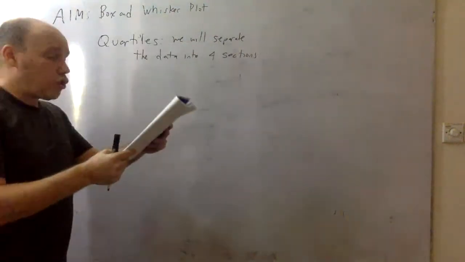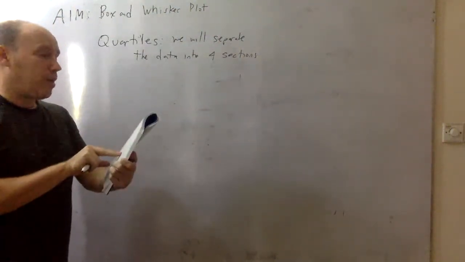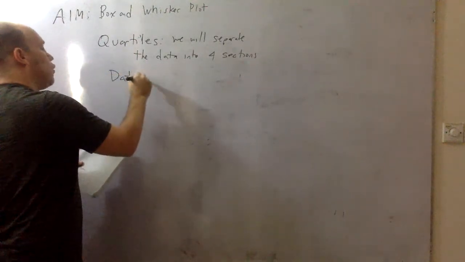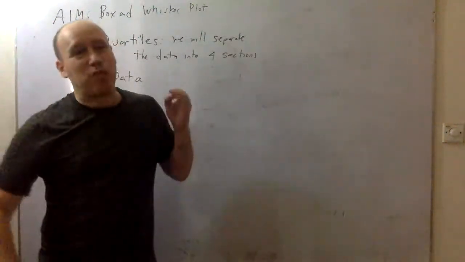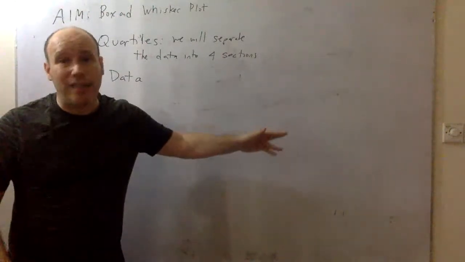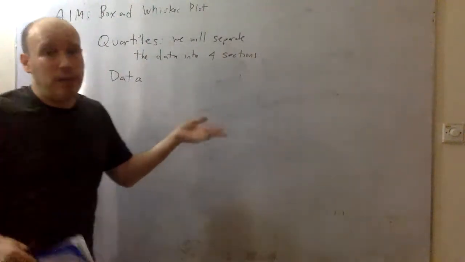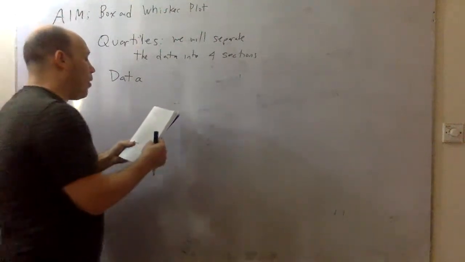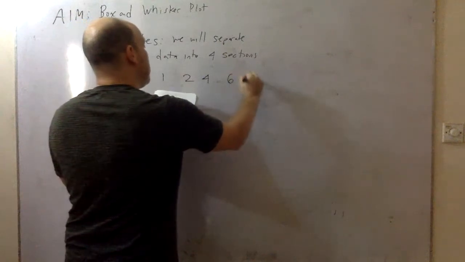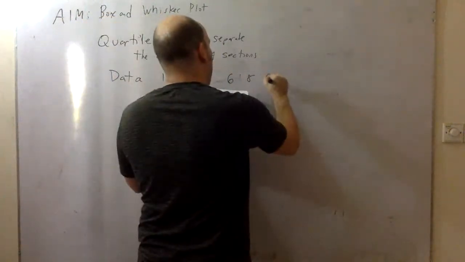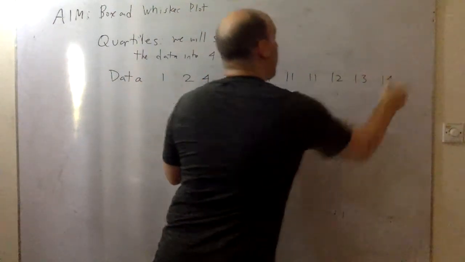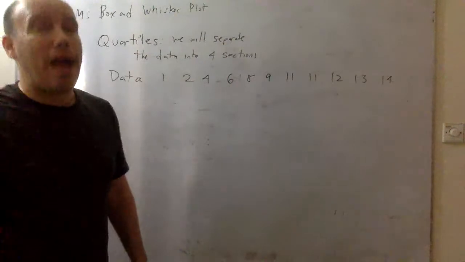So let's just jump right into an example. So here's your data. And I'm going to make this work out nicely. As I said before, all this data goes in the graphing calculator, and it's just quick, but let's go old school today. The data points are 1, 2, 4, 6, 8, 9, 11, 11, 12, 13, 14. This is the data you collected.